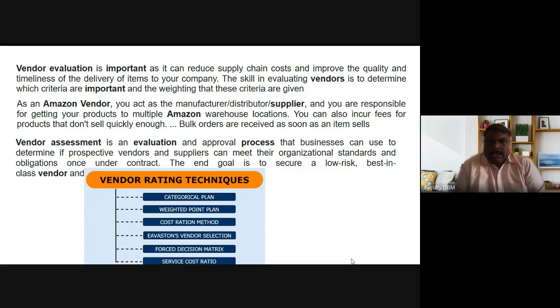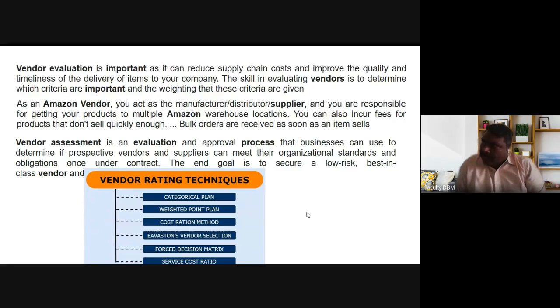So here, low risk maintenance means riskless. If our goal is to be a low risk and best in class vendor, we need to go for rating, that is vendor rating techniques. Categorically, we have defined vendor rating techniques. We have so many techniques, and here I will be showing 8 techniques which are used for vendor rating.